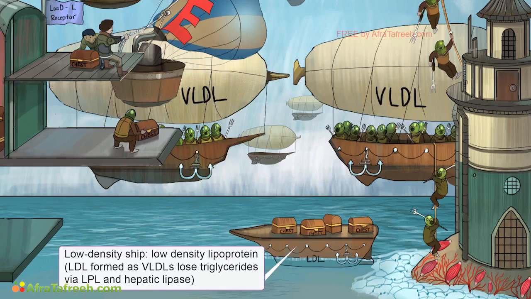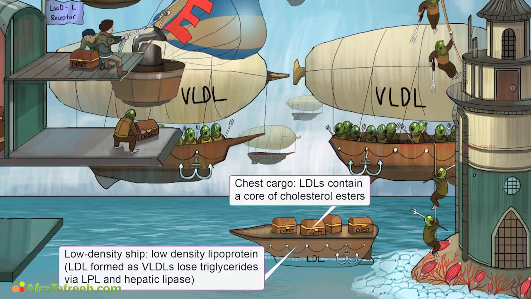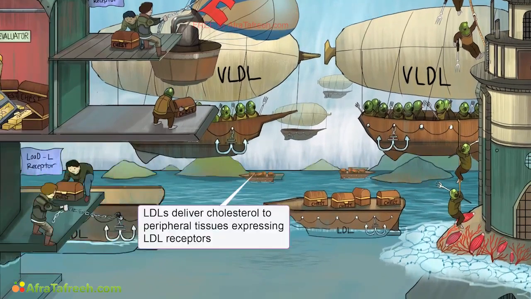LDL particles are formed as VLDLs continually lose triglycerides through the action of lipoprotein lipase and other lipases. They become smaller and denser until they reach the LDL form, containing a higher proportion of cholesterol esters. So, as our very low density airship is depleted of its triglyceride passengers, its density increases and it's remodeled into the cholesterol ester rich LDL ship before resuming its travels. LDL then continues on its shipping route as the main source of cholesterol for all nucleated cells throughout the body.